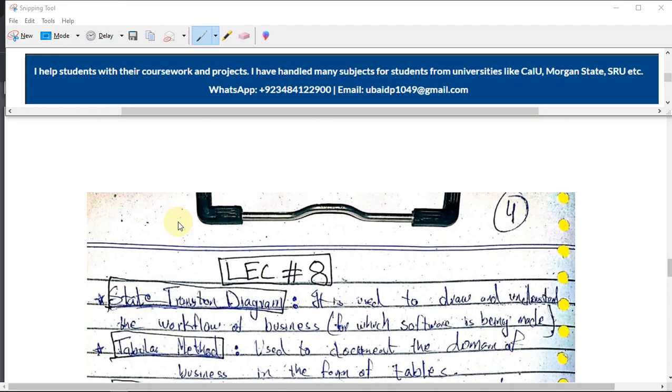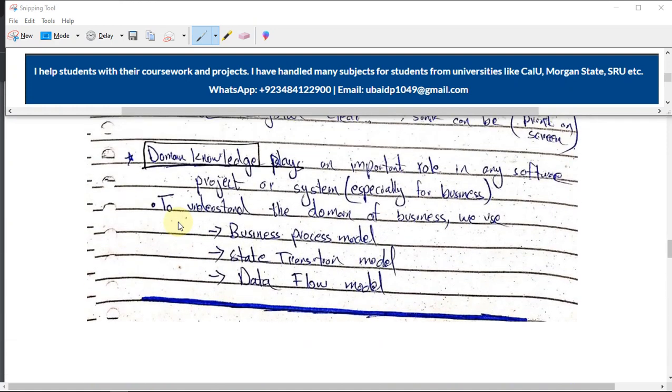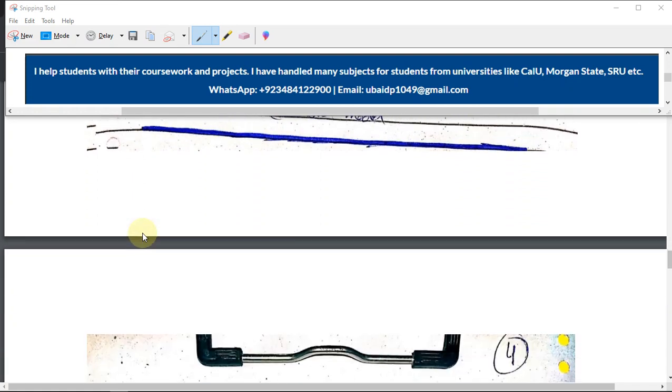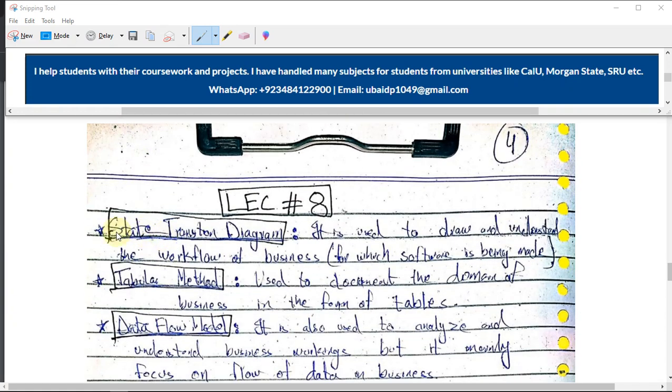We are talking about the domain knowledge. We can grab this domain knowledge from these three methods, and one of them is the state transition diagram. We can draw this diagram to understand the workflow of the whole business or the system for which you are developing the software. And then we have the tabular methods, and in this form we use tables to understand the domain of the business.